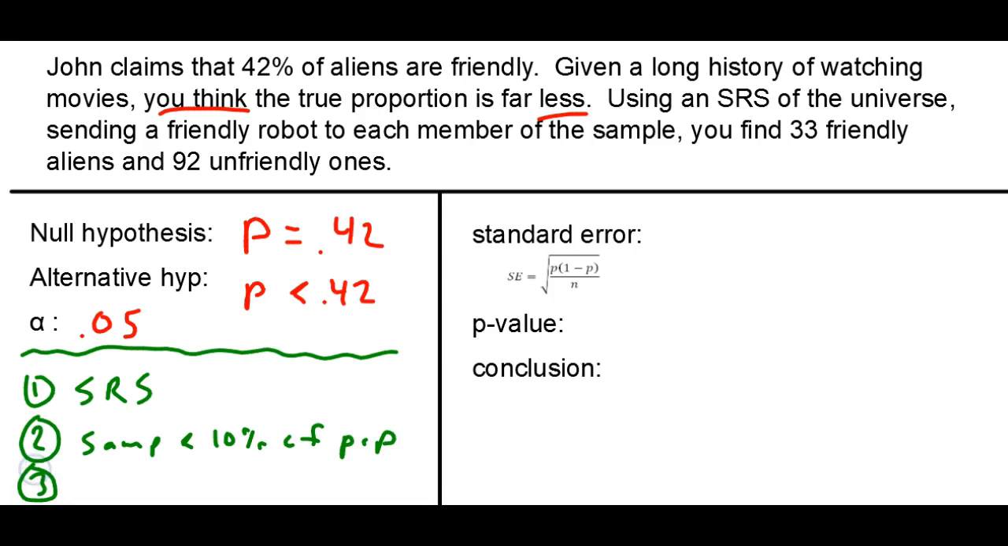And then finally, the last one we always check is for a normal shaped graph. If we had means, we would actually look at a sketch of a dot plot or a histogram. But since we're dealing with proportions, the way we check for normality is having at least 10 yeses and at least 10 nos, at least 10 successes and 10 failures. And so you see here that we have 33 friendly, so 33 yeses, and 92 unfriendly, so 92 nos. So 10 plus success, 10 plus fail, and all 3 of these conditions we believe are met.